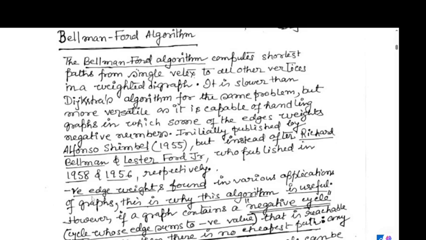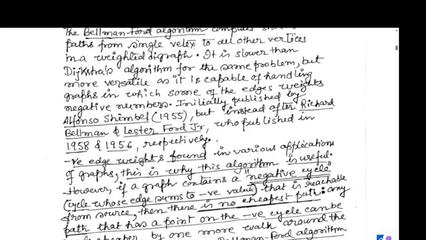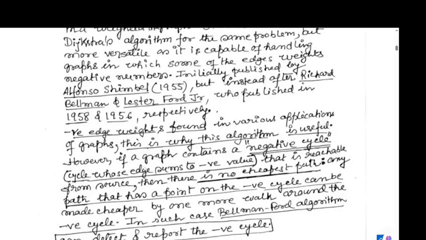Negative edge weights are found in various applications of graphs. This is why this algorithm is useful, because it can deal with negative weights. However, if a graph contains a negative cycle, a cycle whose edges sum to a negative value, that is reachable from the source, then there is no cheapest path. In that case, Bellman-Ford cannot solve this problem.